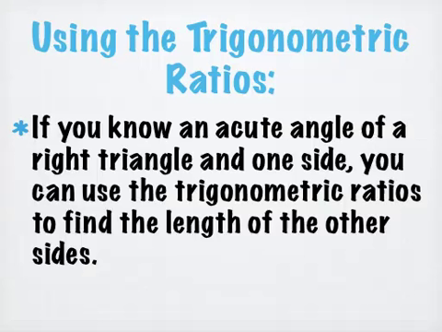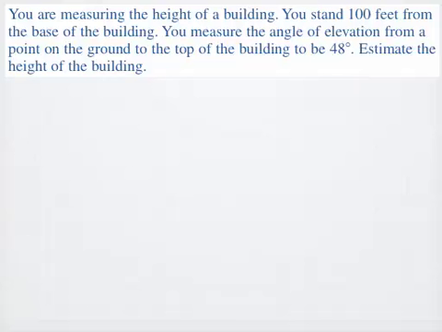To use the trigonometric ratios, if you know an acute angle of a right triangle and one side, you can use the trigonometric ratios to find the length of the other sides. This example says you're measuring the height of a building. You stand 100 feet from the base of the building. You measure the angle of elevation from the point on the ground to the point on top of the building to be 48 degrees. Estimate the height of the building.